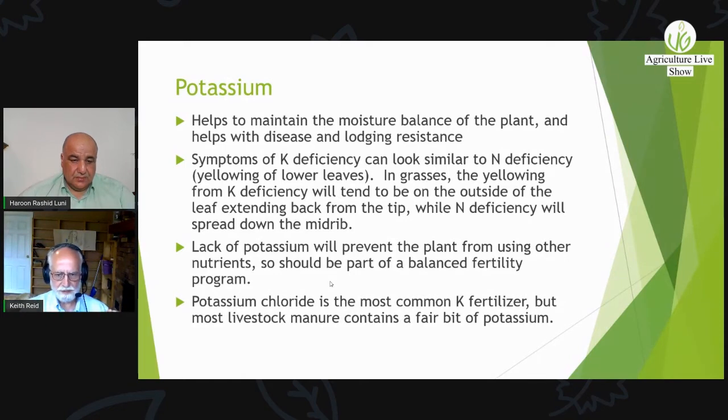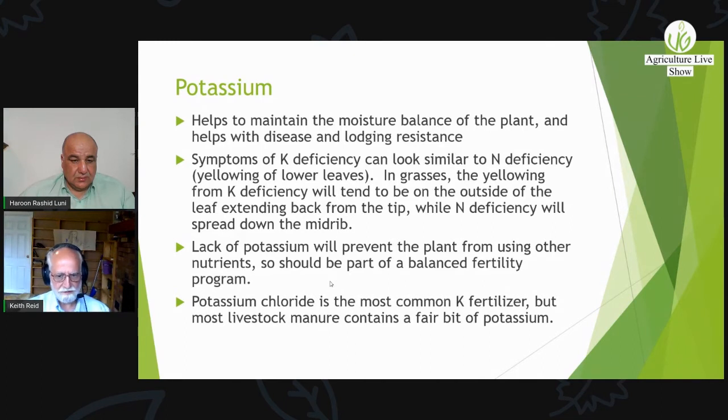But the yellowing, especially in the grass crops, it's going to be on the outside of the leaves. So from the tip of the leaf back down the margins of the leaf would typically be of potassium deficiency. Nitrogen deficiency, it would be yellowing of the leaves, starting at the tip and going down the midrib. So that's the way you would differentiate between the two. If you're short of potassium, the plant can't use the added phosphorus or nitrogen. So you need to look at that as part of a balanced fertility program.